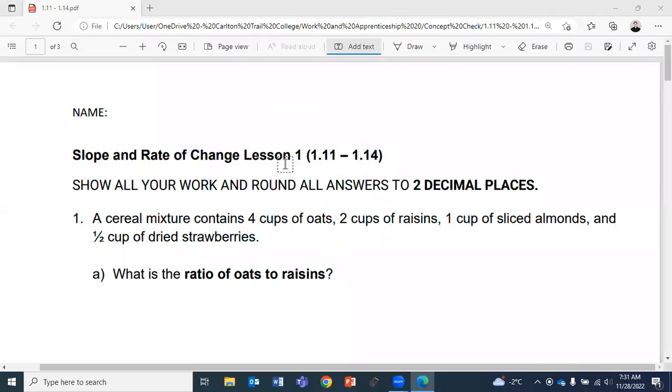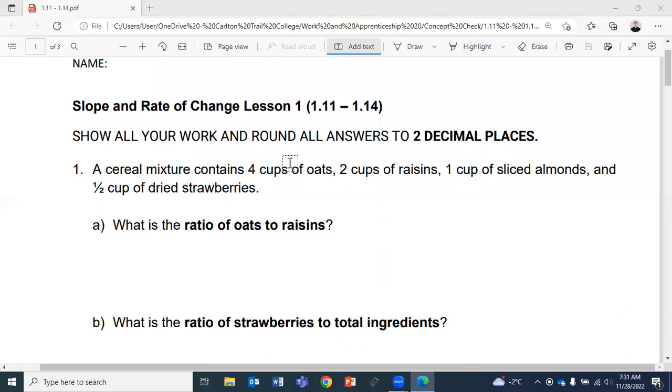Okay, so for 1.11 to 1.14, this is lesson one of unit one, the concept check. Just as usual, make sure you go through your work here. I want you to correct any mistakes that you may have made, and just fast forward to any questions as well. You do not need to watch the whole thing if you do not need to. So I'll just be going through here.